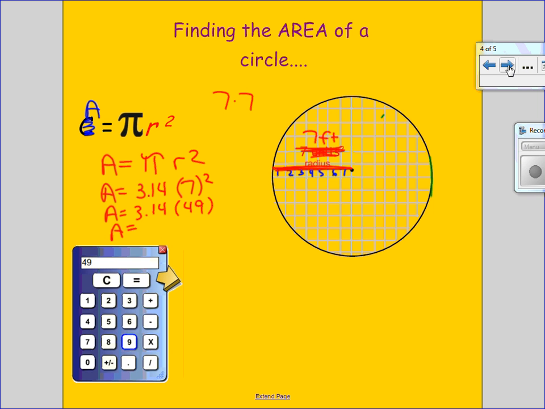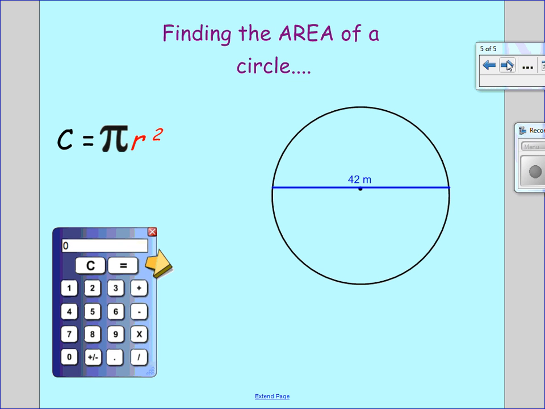Area equals, let's plug it in our calculator, 3.14 times 49. And the area of this circle is 153.86 feet, or square feet. Again, we're going to square it because we're looking at square units. Now, if we added all of these up, we should get about 153.86 square feet. My squares aren't perfect in the grid, but we should get pretty close. So this formula helps us to do that.